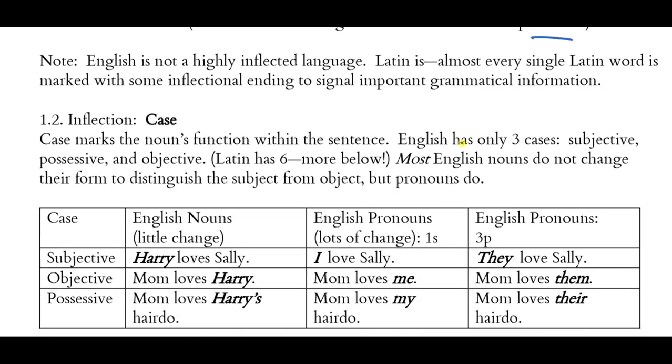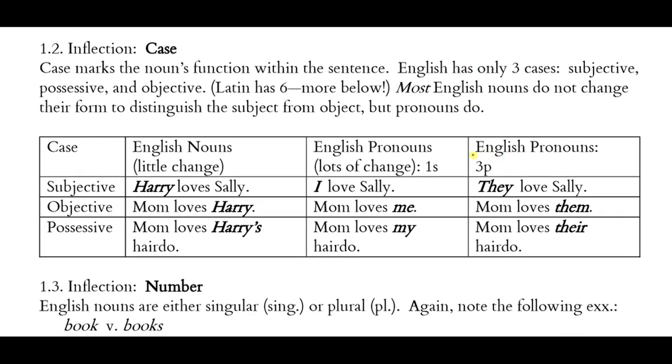So let's talk a little bit more about inflections in English. Let's start with case. Case marks the noun's function within a sentence, and in English we only have three cases. And you may remember this from your early grammar classes. The three cases in English are subjective, possessive, and objective. Now, Latin has six, so they are rich in inflections. We'll talk about that in a moment. Most English nouns do not change their form to distinguish the subject from the object, and so you don't really see inflectional forms for typical nouns. But pronouns in English do. They are highly inflected. They retain those case forms.